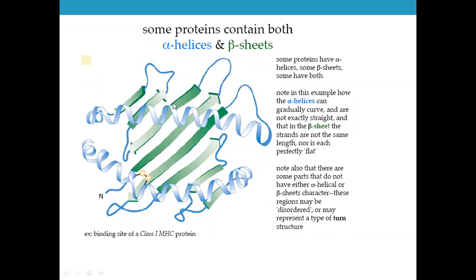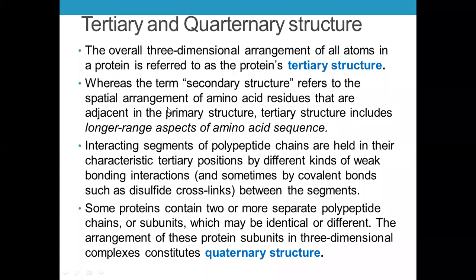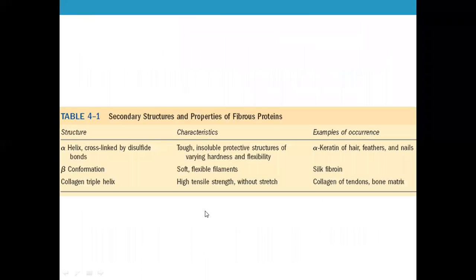So it's just one sequence of amino acids, but it leads to 2 different conformations and other structures like coil that lead to these structures. But sometimes there can be 2 or more separate polypeptide chains or subunits that may be identical or not identical. And that would lead to what we call a quaternary structure.